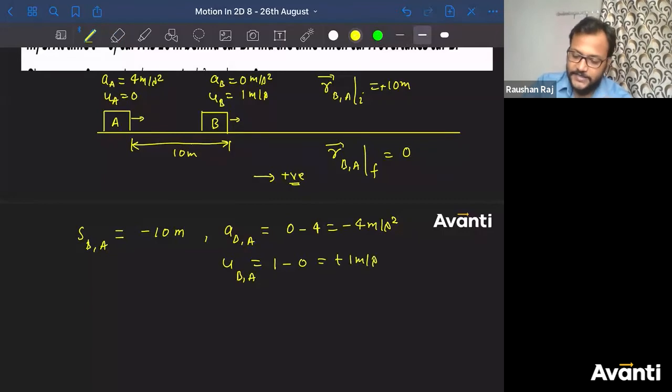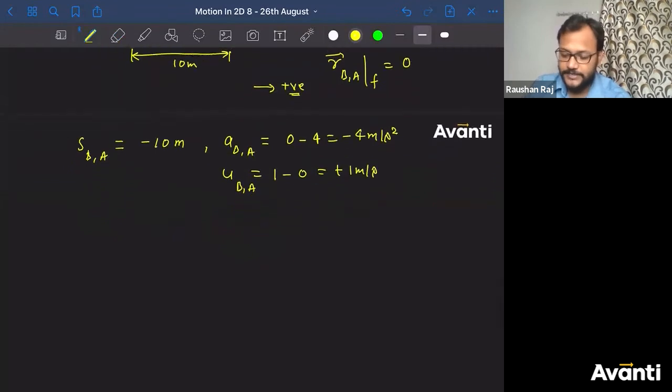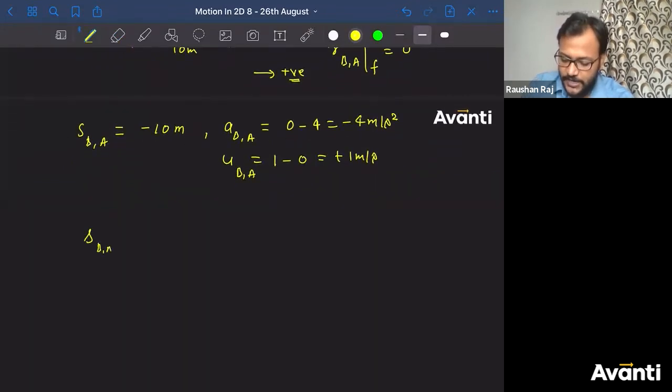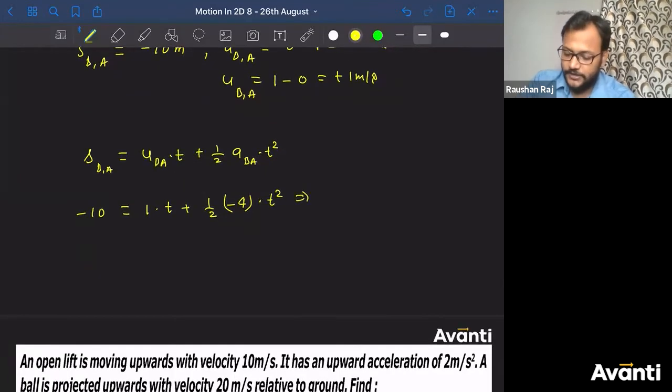Now, can I say acceleration is constant? So the second equation of motion can be used to find the time taken. How will we find it? I can write SBA as UBA into T plus half into ABA into T square. Now put all the values. What is SBA? Minus 10 is equal to, what is UBA? Plus 1 into T, plus half into, what is ABA? Minus 4 into T square. Solve it down, and you'll get 2T square minus T minus 10 is equal to 0.